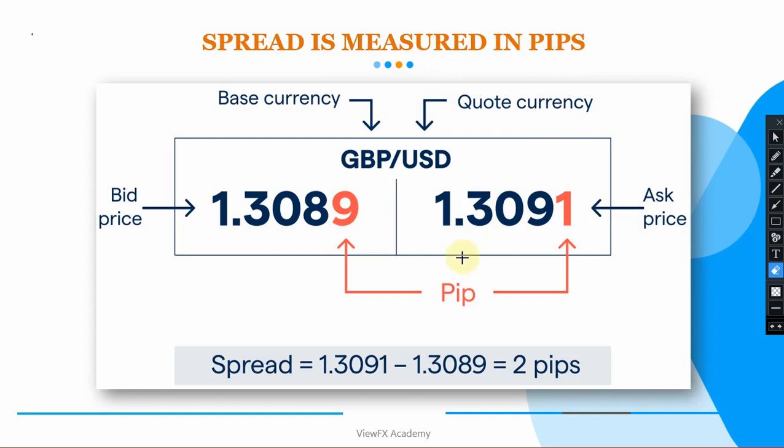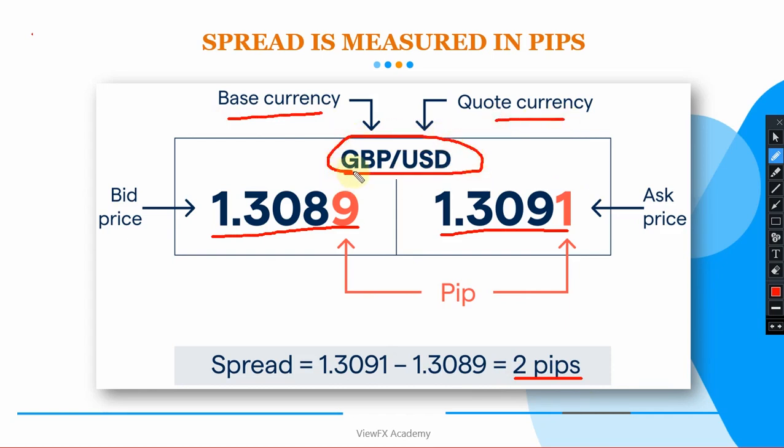Spread is measured in pips. So how do we measure the spread? It's very easy. This is the bid price, and this is the ask price. Now, what's the difference between the bid and ask price? When you do this calculation, you're going to land at 2 pips. So this becomes your spread. Remember, the base currency and the quote currency, Great Britain USD, is an example used here. So this is the bid price, and this is the ask price.